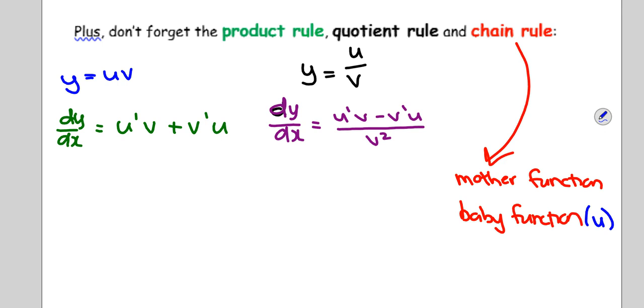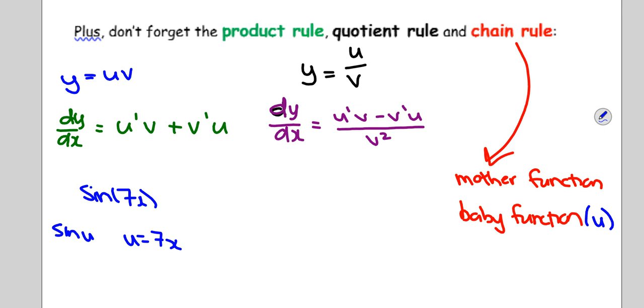So what you need to do is write the mother function in terms of u. I'll do a quick example. You don't need to write it down if you don't want, because we've got more examples on the next page. So sine 7x: what's the mother? Sine u, good. What's the baby? Yeah, u equals 7x.